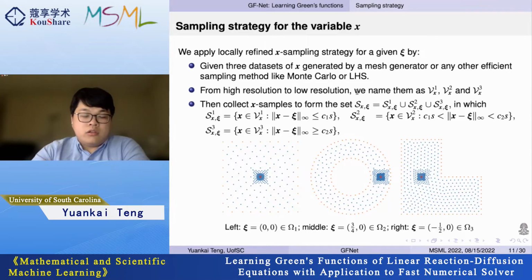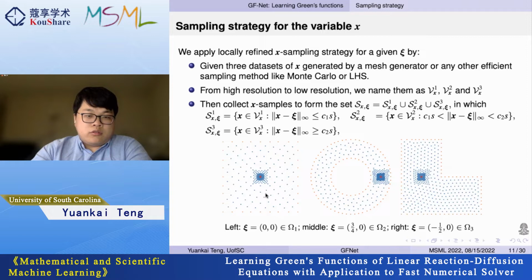First, we evaluate the distance between X and a given ξ. If it is smaller than c1·s, we choose the samples from the high resolution mesh. If it is greater than c2·s, we collect the samples from the lowest resolution mesh. And if the distance is greater than c1·s and smaller than c2·s, we choose the samples from the middle resolution.